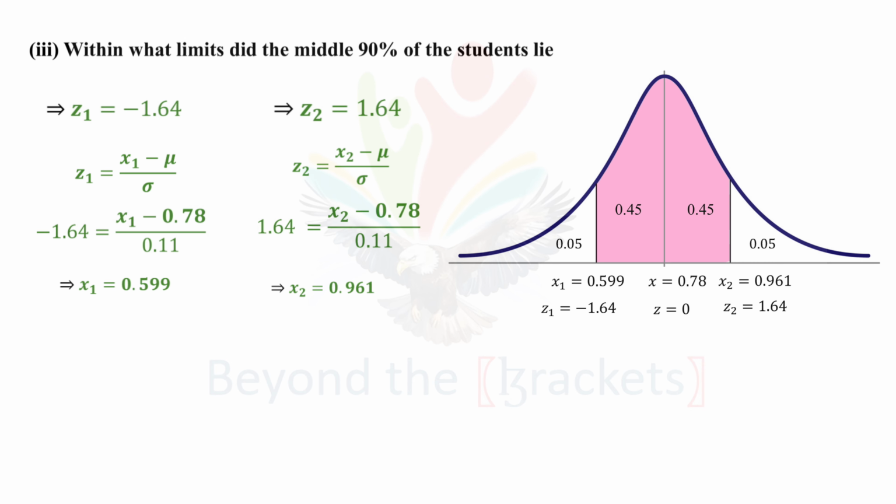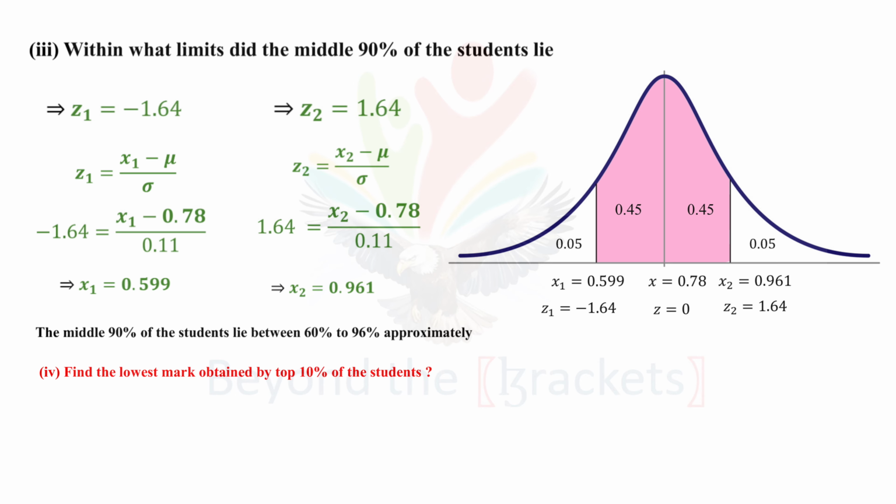Note that here x1 and x2 represent the lower and the upper limits of the marks within which the middle 90% of the students lie. So the middle 90% of the students lie between 60% to 96% approximately. Try to solve the fourth case, find the lowest mark obtained by the top 10% of the students and share your answers.